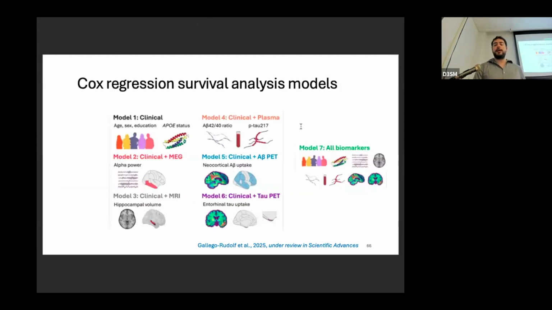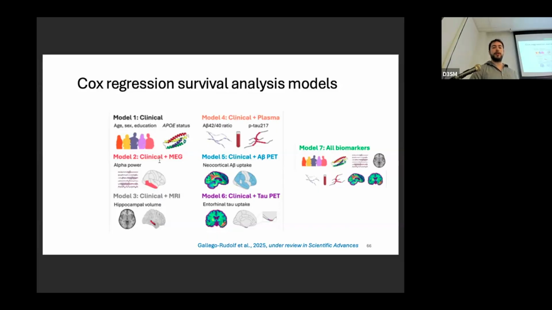So this is the analysis approach that we took. We used a Cox regression survival analysis model, so that we started with a basic clinical model, including only demographic information, namely the age, sex, years of education, and also the genetic APOE status of the participants. And then we subsequently combined these demographic features with the different biomarkers that we have available.